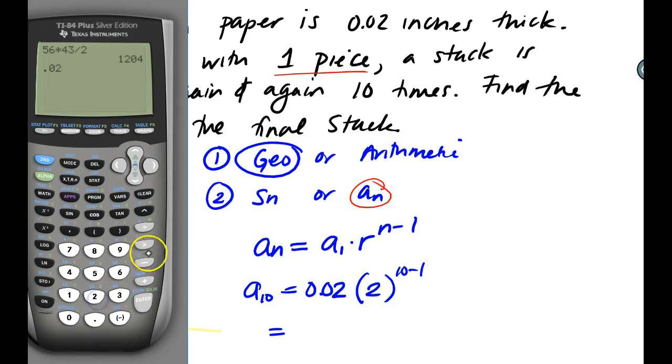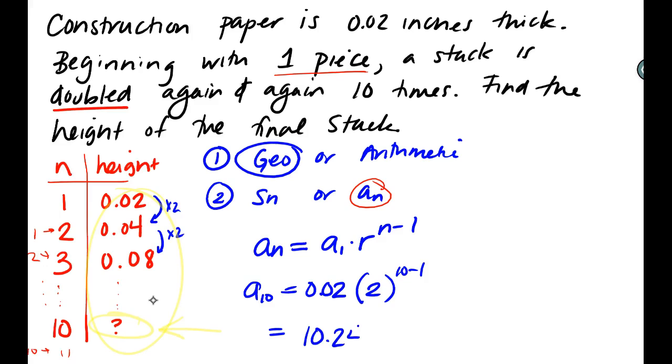0.02 times 2 to the 9. This is 10.24 inches. So can you imagine taking a piece of paper and folding it until it was 10 inches tall? You cannot actually fold a piece of paper 10 times because this is crazy, right? But very interesting idea that if you could keep folding it, maybe you had a giant piece of construction paper, you could actually manage this, but otherwise this is unwieldy.